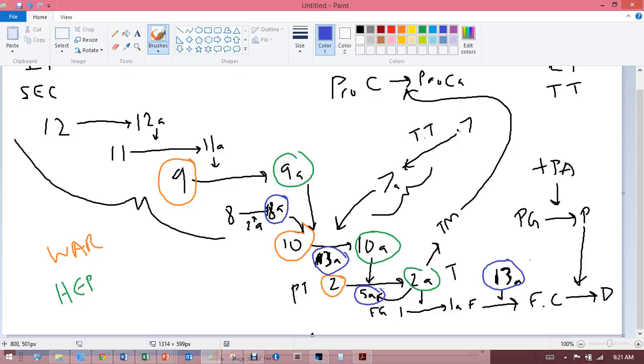One other connection I want to make here too is that the intrinsic pathway is measured using the PTT, and the extrinsic pathway is measured using the PT. And if you notice then also that most of the effects on the PTT are with heparin, and most of the effects on the PT are going to be involved with warfarin or Coumadin. All right, now let's draw this out again.